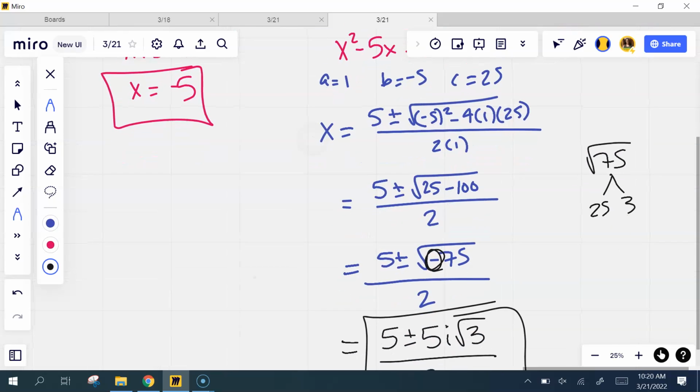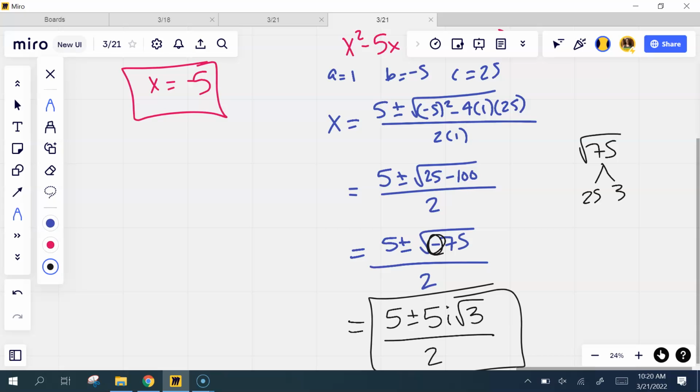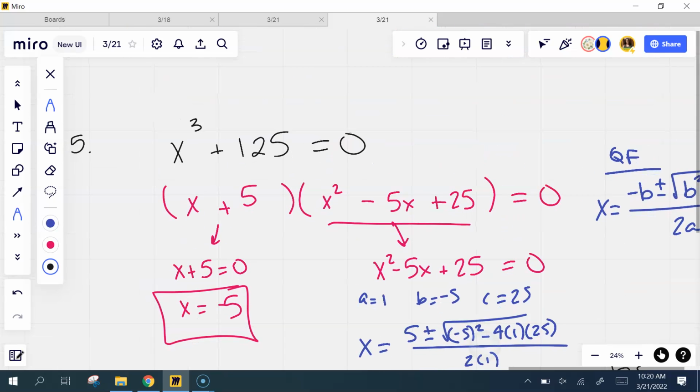3, up, negative 5, I lied. What do you mean? So once it's factored completely, you have to set each factor to 0. So once I got to this point, I know I can't factor that anymore, and I know I can't factor that anymore. How do I know what?